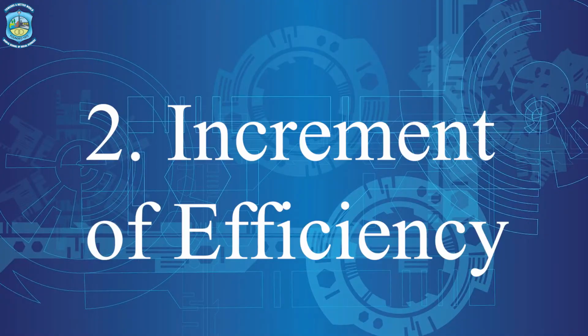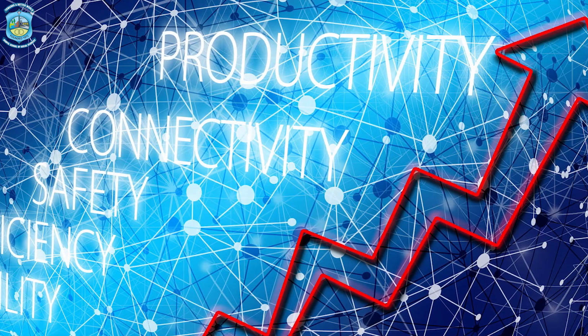Next point, the increment of efficiency. Information helps in giving different alternatives, thereby increasing the efficiency. Once you have information to decide and to choose the right data, then it gives you the option to choose between different alternatives available, right? So it increments your efficiency.